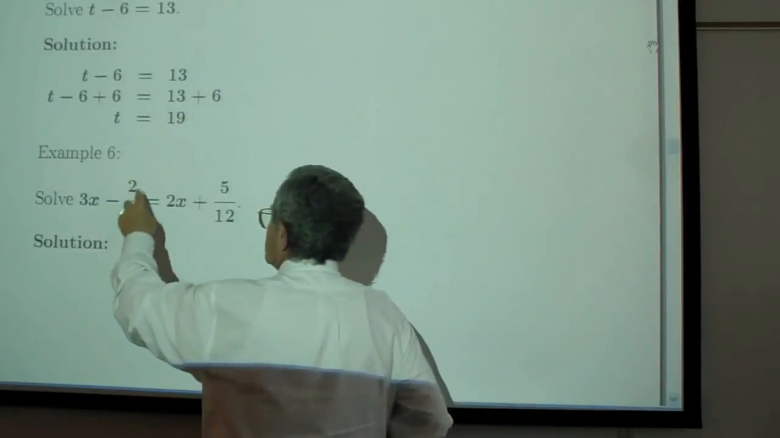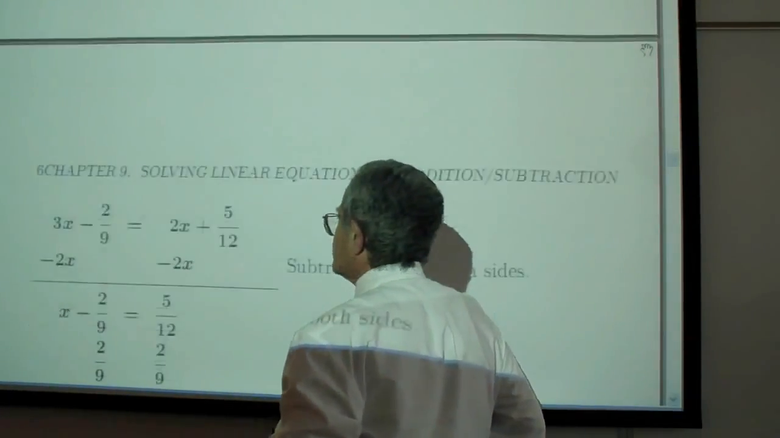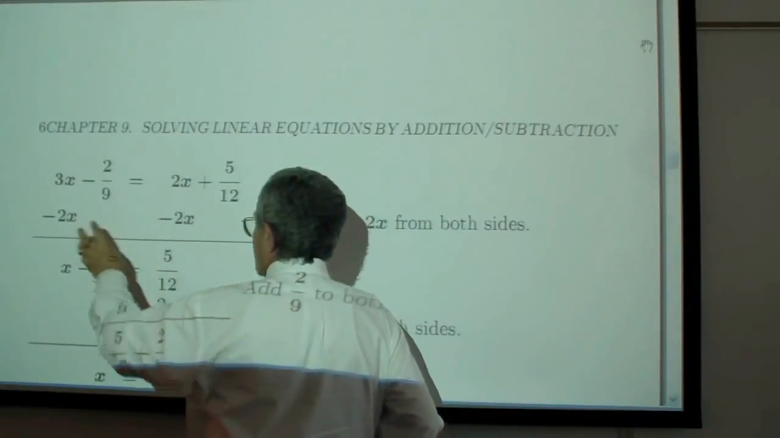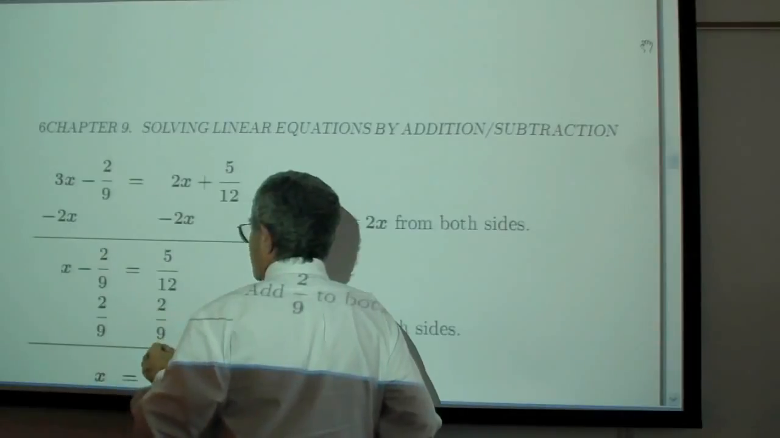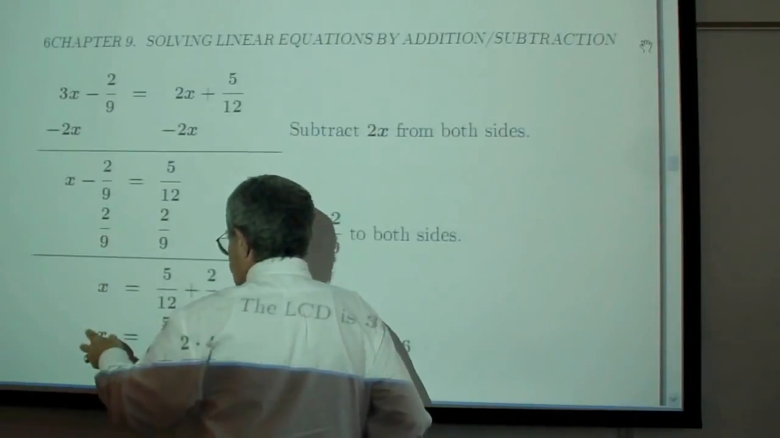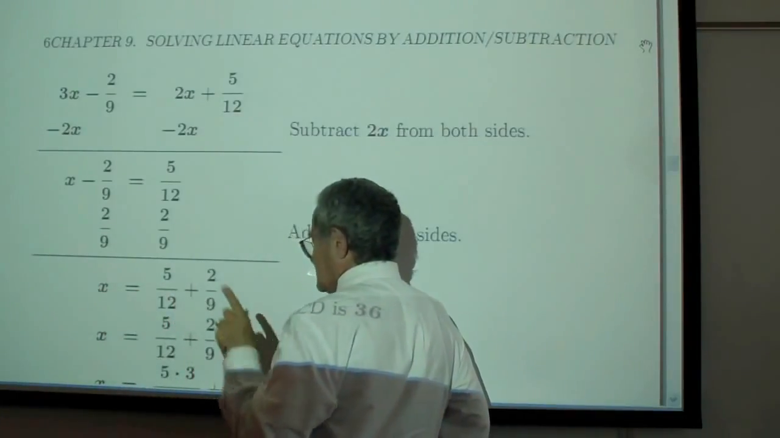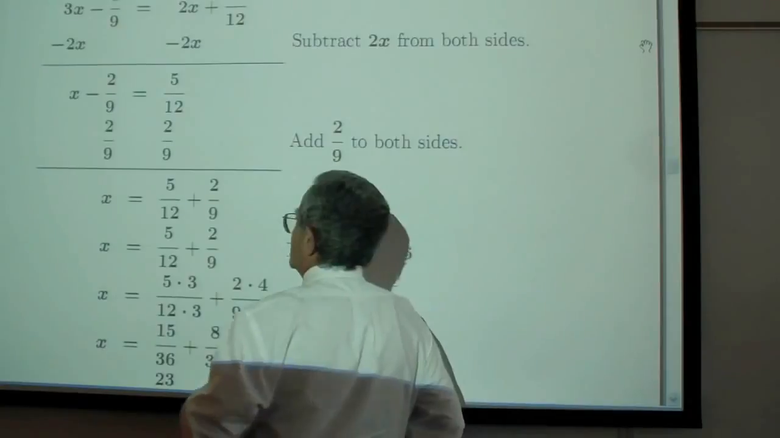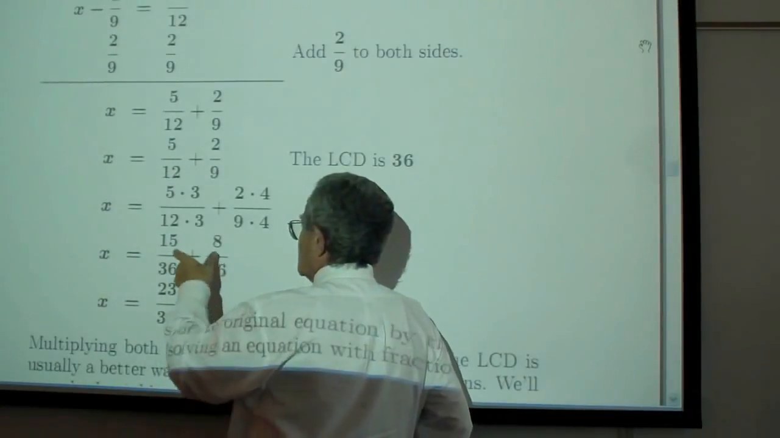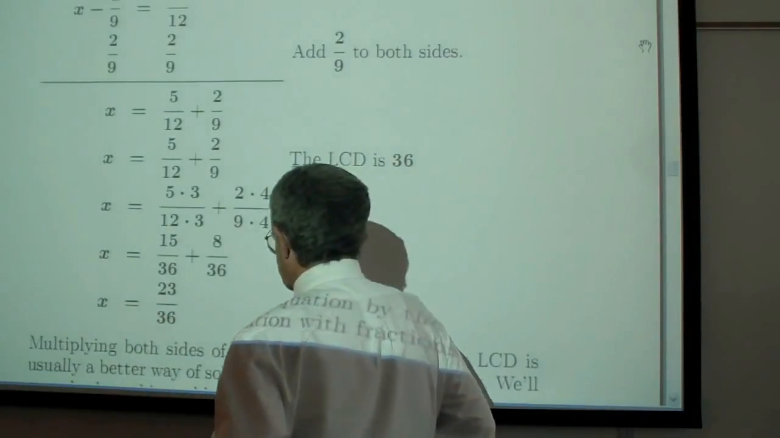Or, in 3x minus 2 over 9, which is 2x plus 5 over 12, why don't you subtract 2x from both sides? You're just left with x on one side. Add 2 over 9 to both sides. You're just left with x by itself on the left and constants on the right. That is wonderful. Now get the same denominator, which is 36. Combine the two fractions. X is 23 over 6.